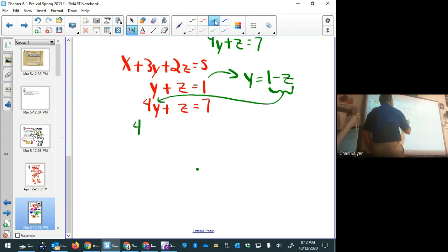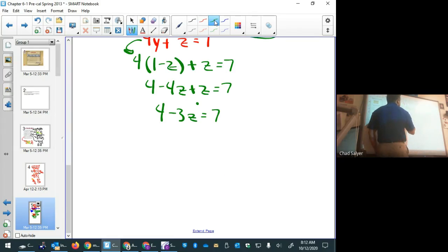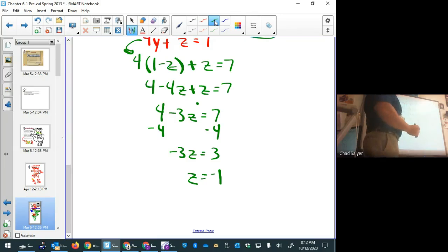So this is 4 times 1 minus z, and it gets easier as you go here, plus z equals 7. 4 minus 4z plus z equals 7. So 4 minus 3z equals 7. Subtract 4, and I get negative 3z equals 3, and z equals negative 1.